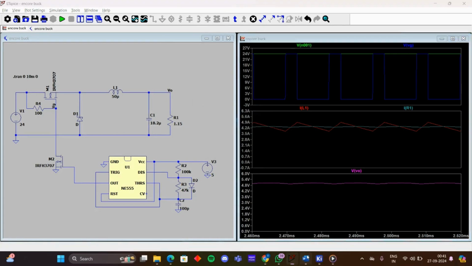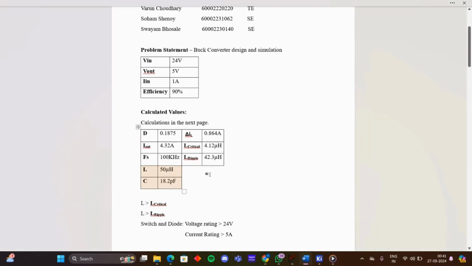If we go back to our original calculations, we have an output current of 4.32 amps and a desired output voltage of 5 volts, which matches our simulated values.